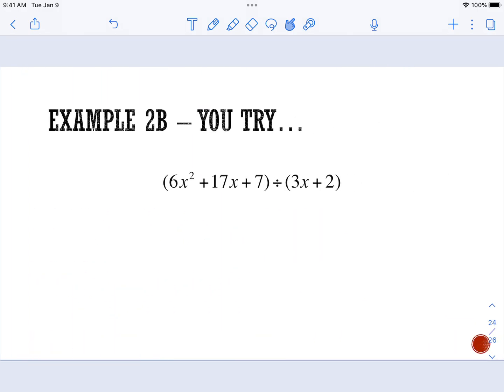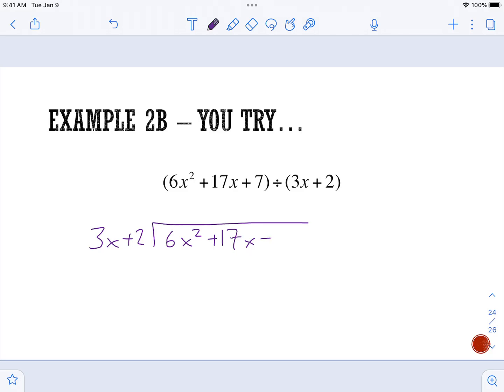All right, one last one. So if you want to try this one, pause it. This one's got a little different looking remainder to it. So we've got 3x plus 2 when we're dividing it into 6x squared plus 17x plus 7. So we'll start out first term divided by first term. And that gives us 2x.